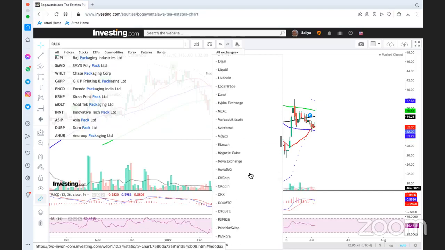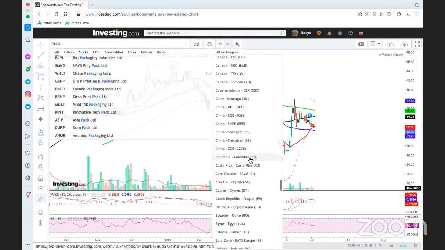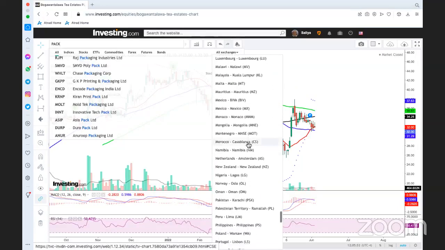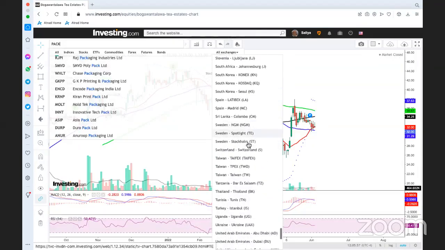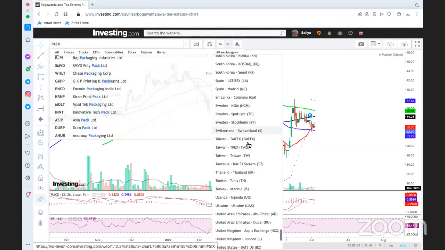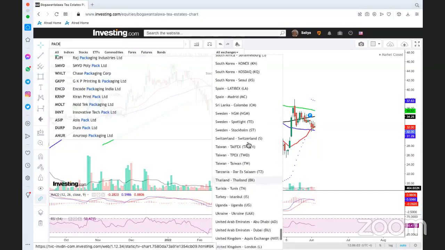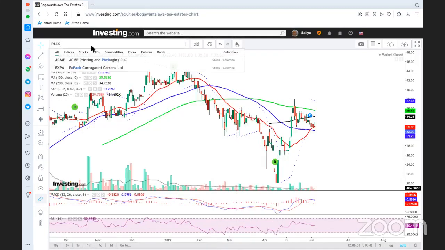When you don't find it, or it's a bit difficult to find, normally, just for a person who is new to investing.com, you have to go and select the country, or rather the exchange, like this. Then you have expect here.